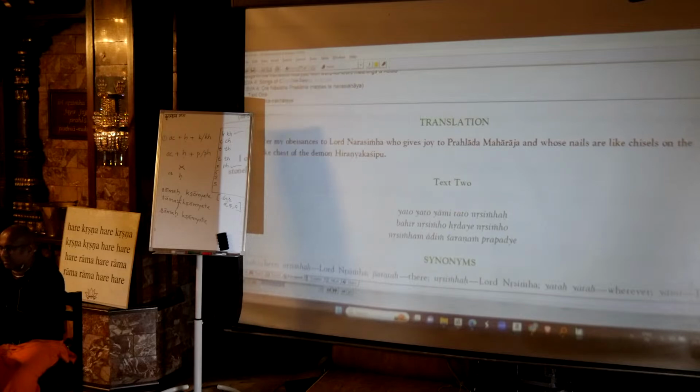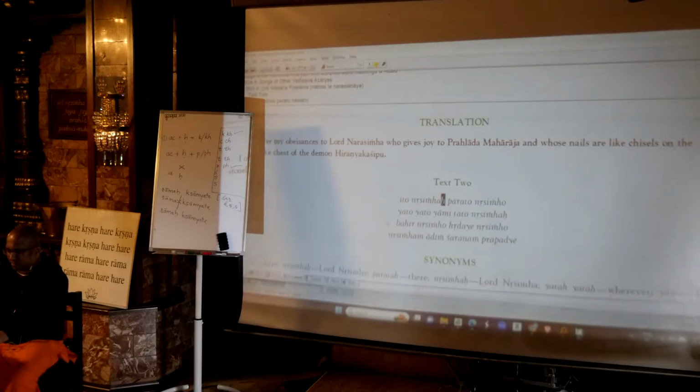You can see what has happened here. Itaha became Ito, Nrisimha didn't become Nrisimho. Why? Because next one is Pakara. So that's why it stayed as it is. So, Ito Nrisimha Parato Nrisimho Yato Yato Yami Tato Nrisimha Bahir Nrisimho Hridaye Nrisimho Nrisimha Madim Sharanam Prapadde. So, this one is only remaining here. All other Visargas have turned into O, because the next one was soft. But this one remained because it is Pa. Pakar is the next. Like that. This way. So, that's how.